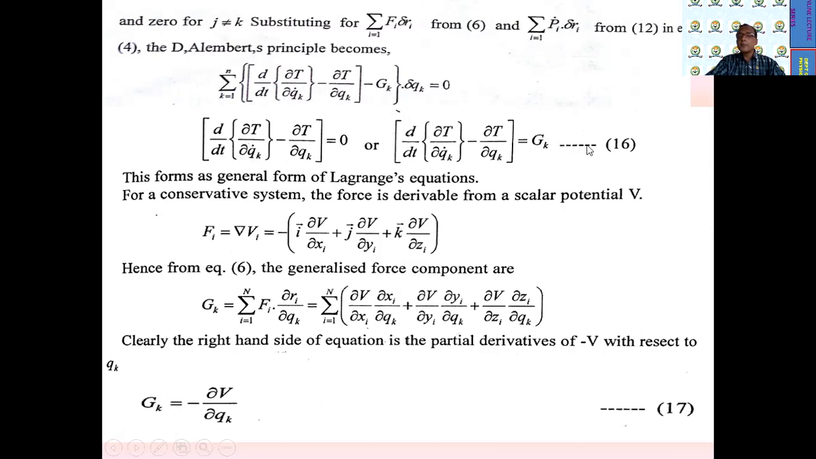Here this equation number 16 has come because we have seen that this is the holonomic constraint, and the condition for the holonomic constraint is that the function f should be a finite one, and therefore equation number 16 is the generalized equation, or the general form of the Lagrangian equation, which is used to specify the position of the moving particle.